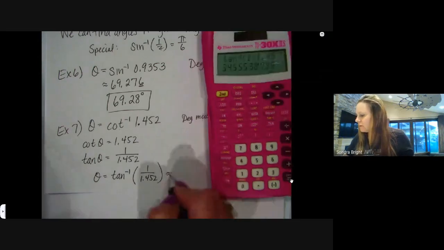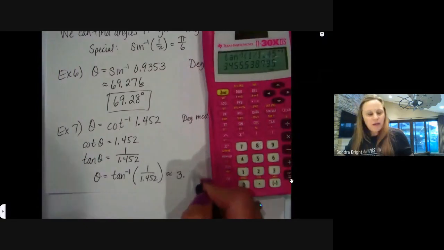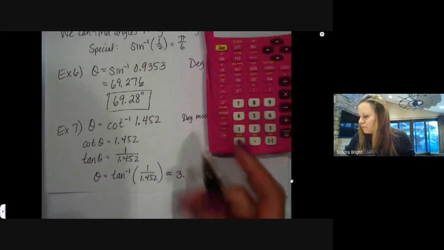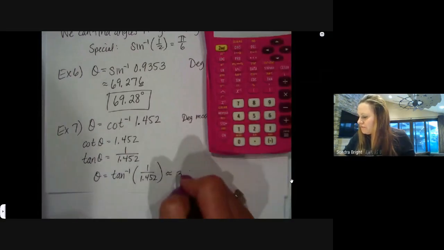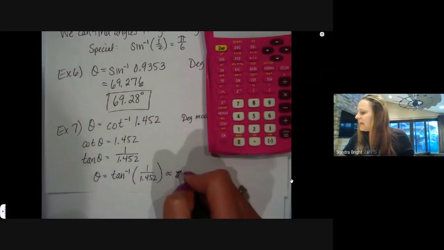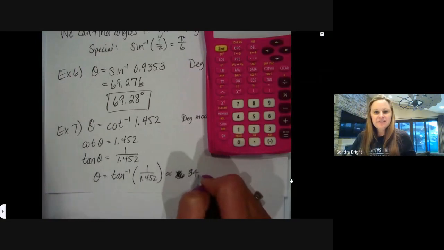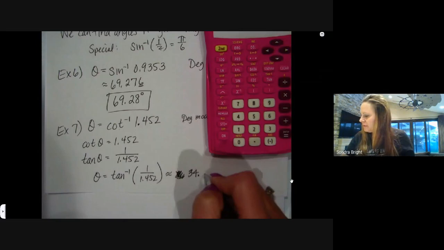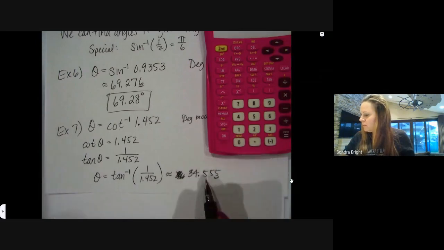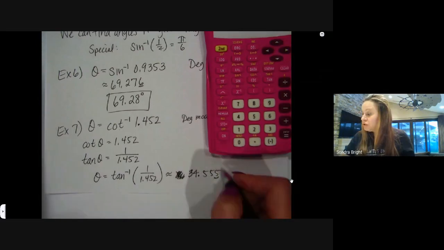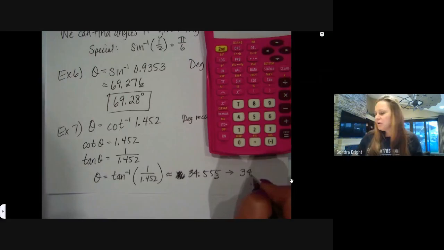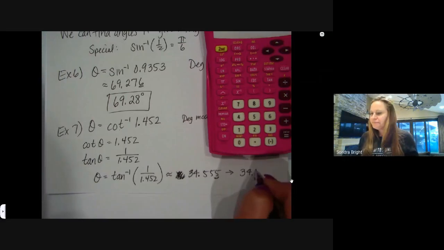Oops, I guess I can write it. Okay, so 30, I forgot my whiteout. I'll have whiteout tomorrow. 34 point, it gave me 555. It told me to go to 2 decimal places. The 5 says round that guy up. So 34.56 degrees is what you're going to write as your answer.